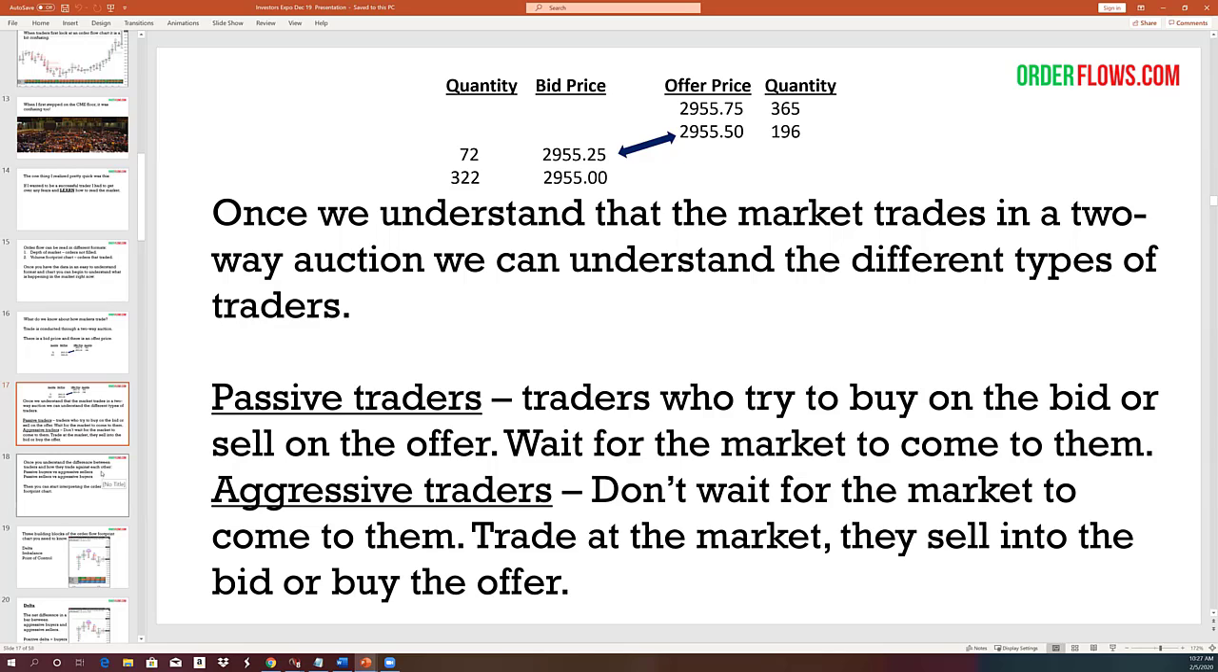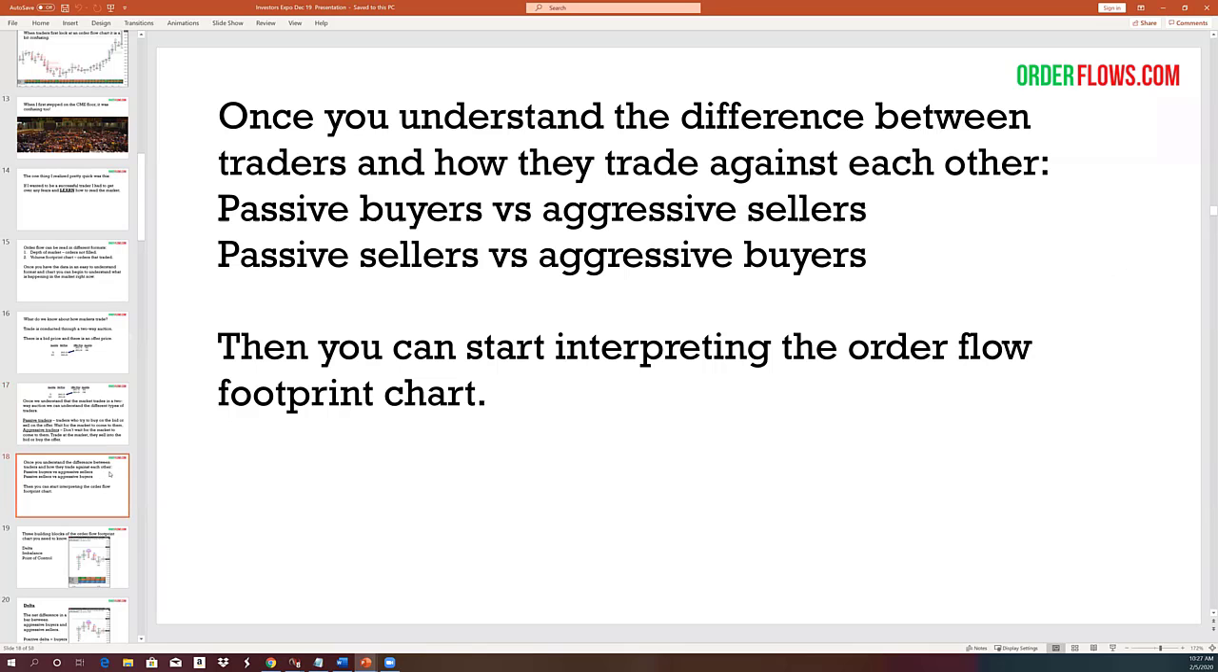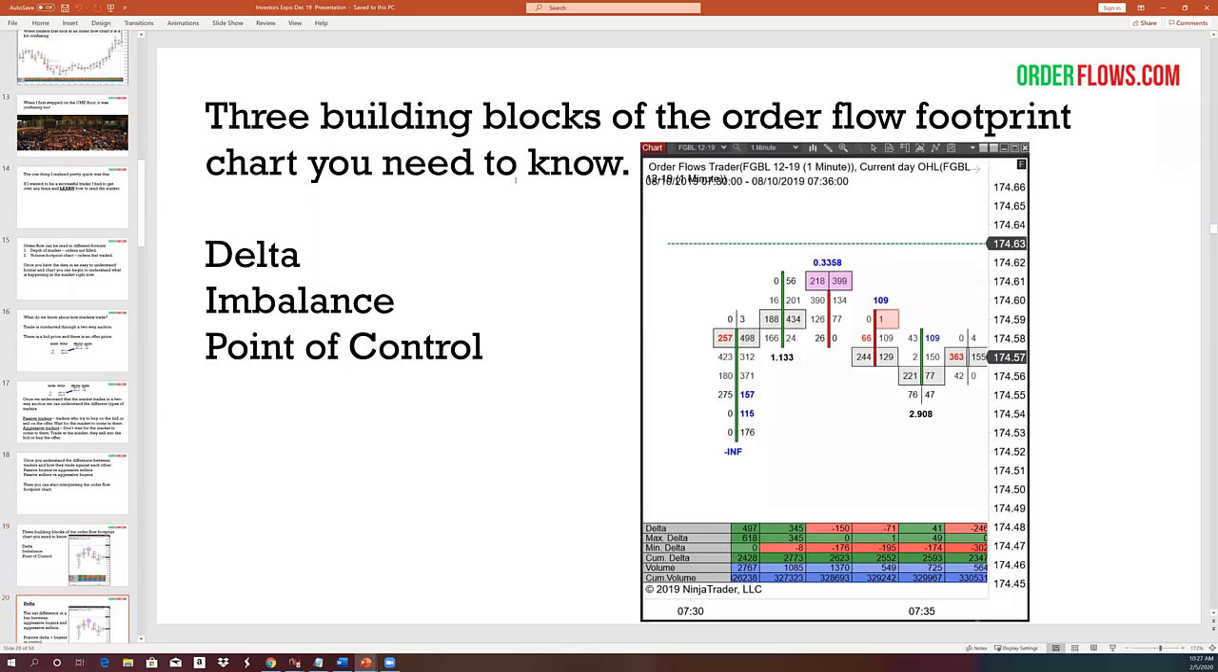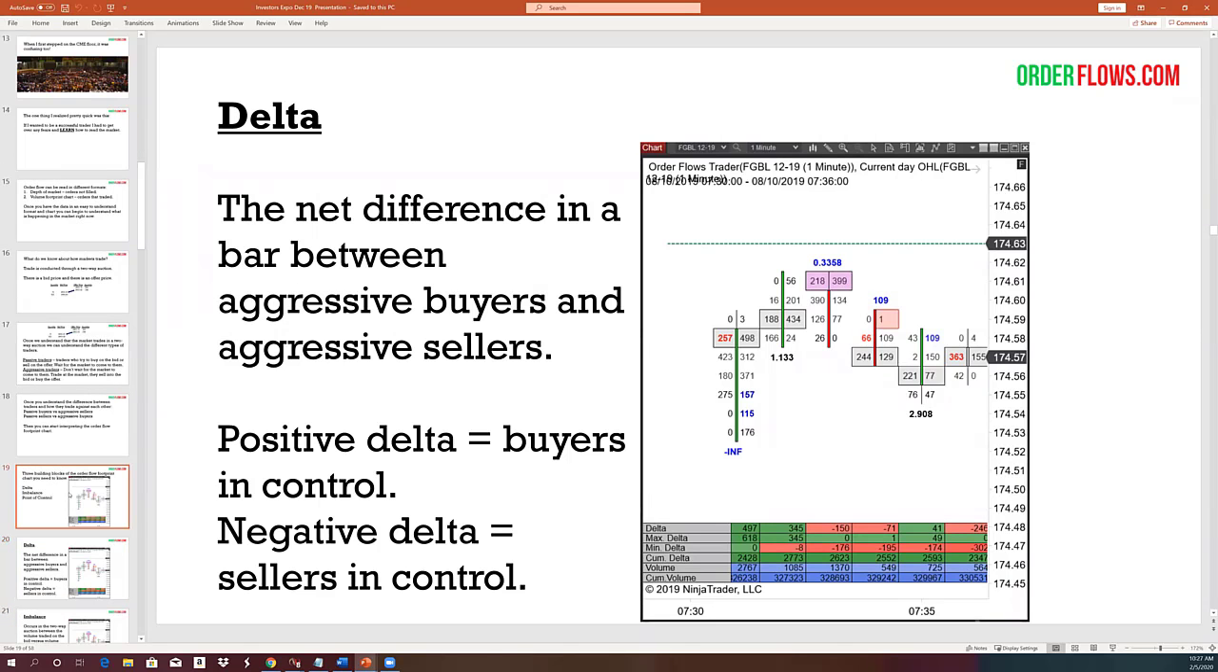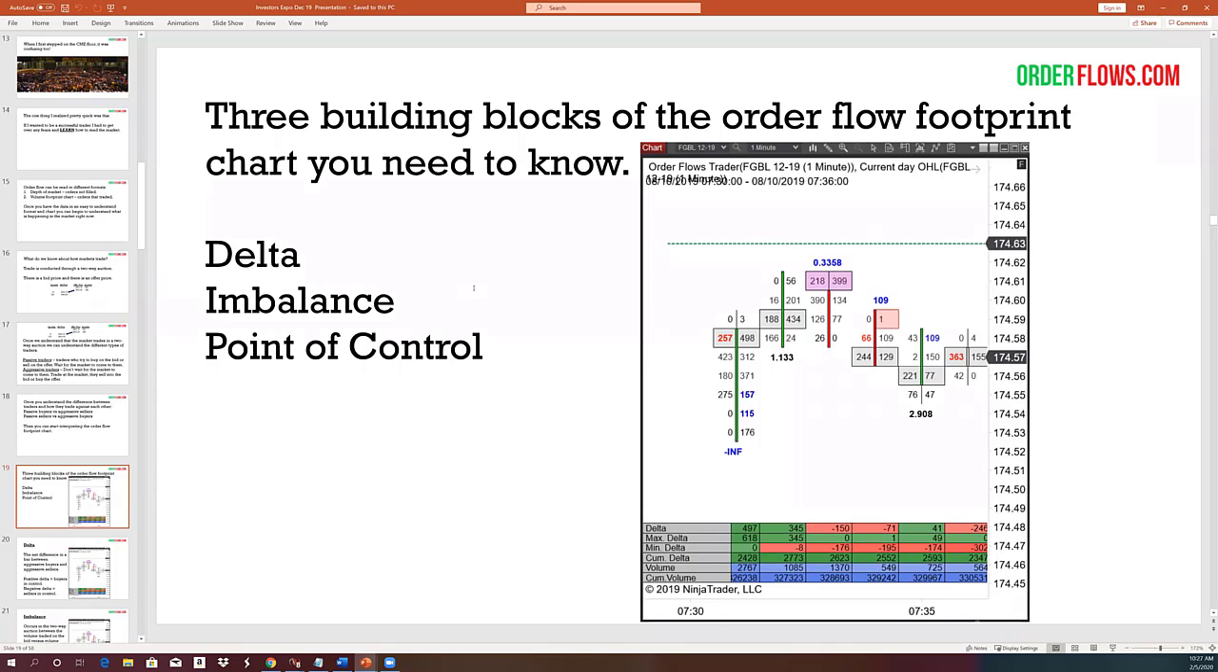So, not all buying and selling is the same, right? You have aggressive buyers who buy from passive sellers. You have aggressive sellers who sell to passive buyers, right? So once you understand that, you could start to interpret an order flow chart. There are three building blocks that all of order flow analysis flows from, no pun intended. You have delta, imbalance, point of control.